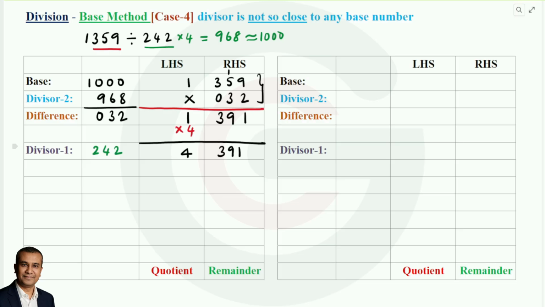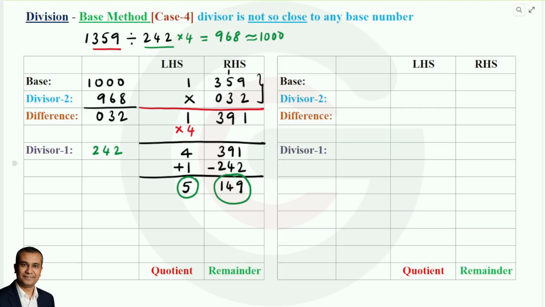And here you can observe that this 391 is greater than 242. That means still we can divide. So therefore add 1 to the quotient and subtract 242 from the remainder 391. So what we get here is quotient is 4 plus 1, that is 5, and 391 minus 242 we will get 149. So the final quotient is 5 and final remainder is 149.